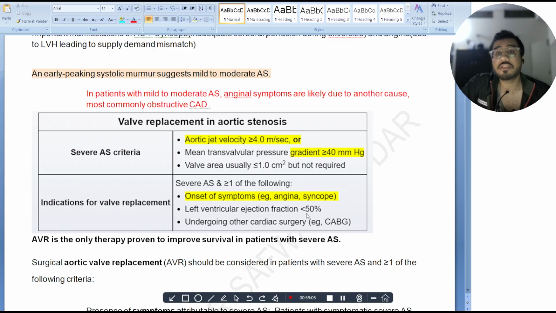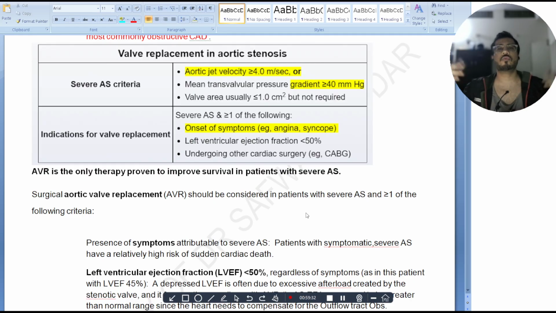So if an ejection fraction is less than 50, that means that the left ventricle is not being able to keep up with the needs of the body, because when it comes to a normal heart, an ejection fraction of 50 would be enough to pump the blood across the valve. But when it comes to aortic stenosis, the valve is already stenosed. You need a lot of ejection fraction to compensate for that stenosis. So if it's less than 50, that is also an indication.